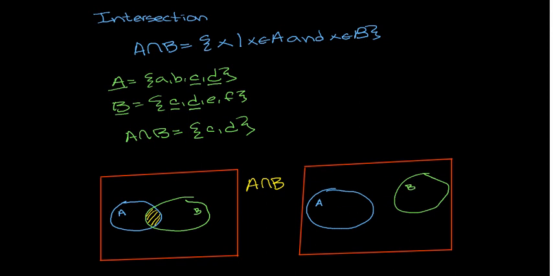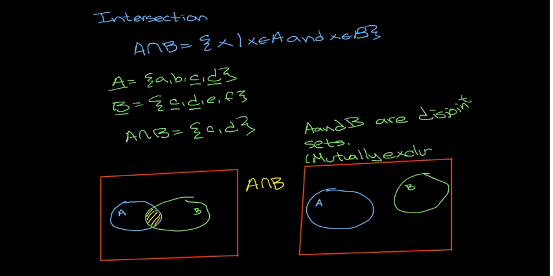Well, when we have something like this, we say that A and B are disjoint sets. Or another name that is used is mutually exclusive. So in this case, the intersection of A and B is just the empty set. The intersection of these two sets in this case is the empty set, the set with no elements.